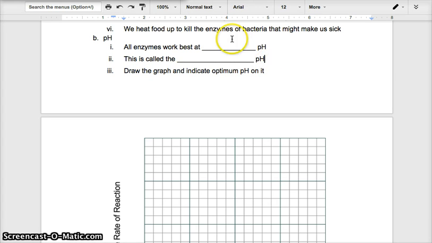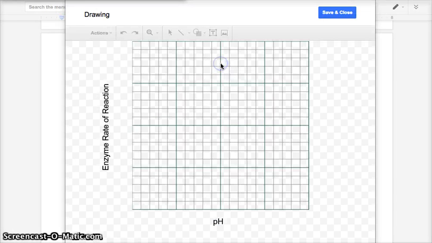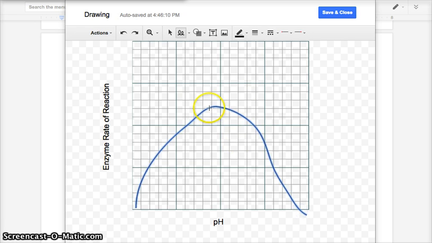I forgot to change those when I copied and pasted it. So at one pH, called the optimum pH, our graph would just be like our temperature. If I draw a scribble here, it makes that little parabola there, and our best pH would be right there.